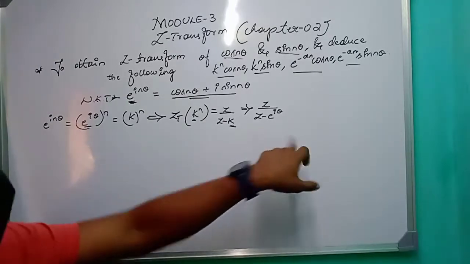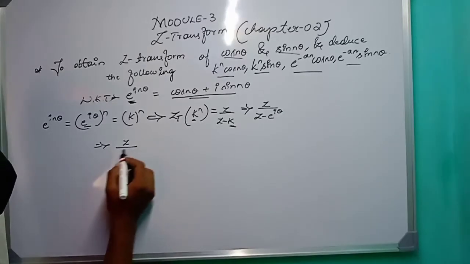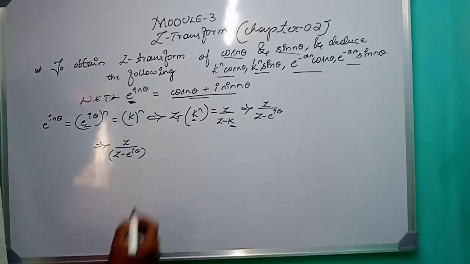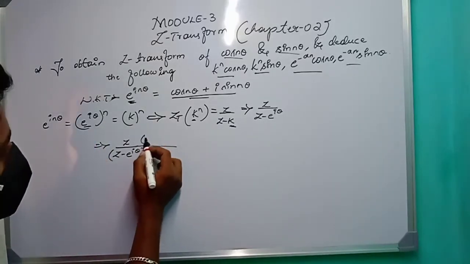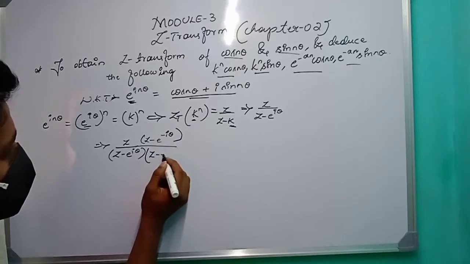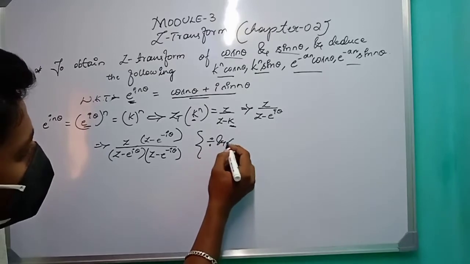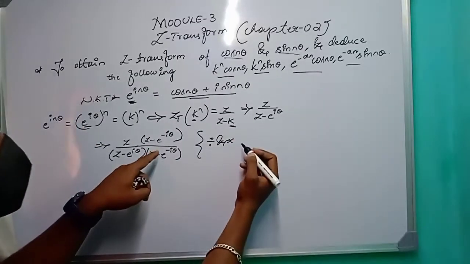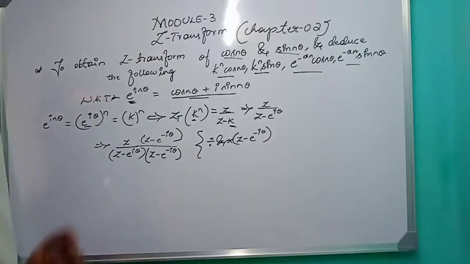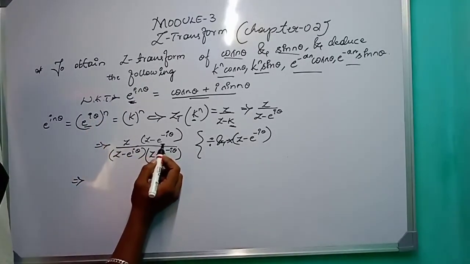After this, I will write the same thing again: z by z minus e^(iθ). This is the whole term, so I am going to multiply and divide by z minus e^(-iθ). That is, multiply and divide by z minus e^(-iθ). Keep the numerator as it is, so z into z minus e^(-iθ).